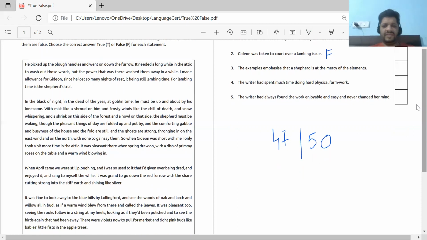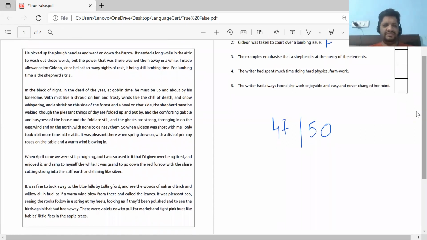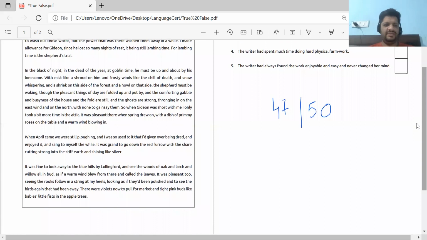Fine. Let's get to the next question. The examples emphasize that a shepherd is at the mercy of the elements. So the elements here means bad weather. It's again something more of a phrase than a literal, I would say, written piece. So let's read the next paragraph and get to know what the examples are about.